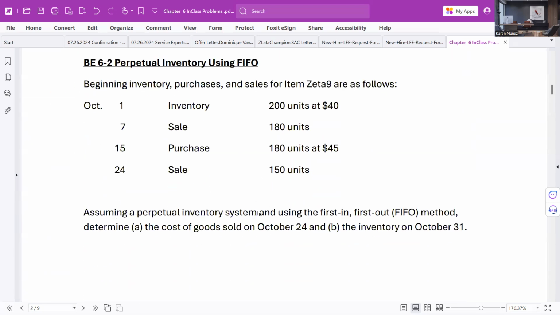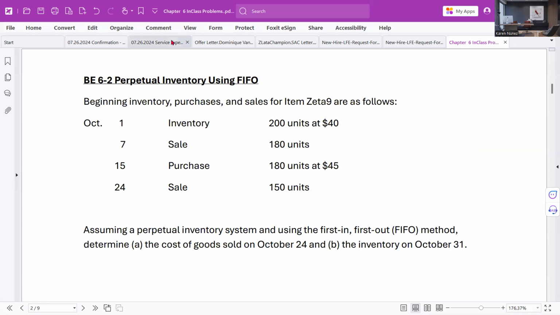So in BE 6.2, we have what's called a perpetual inventory. Perpetual means that you don't wait till the end of the period to determine your costs. You do it after every transaction. It happens perpetually, so it's continuous. So in this case, we're using a perpetual FIFO, first in, first out.